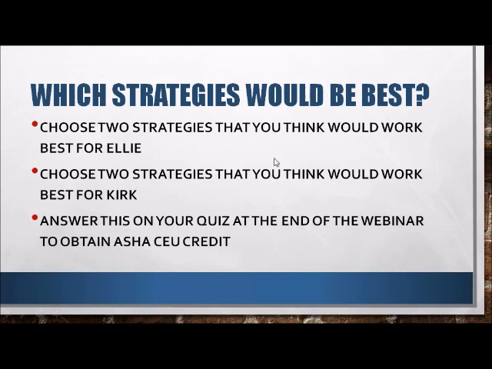Okay, so as we get to the end, which strategies do you feel would be best? So what we want you to do is choose 2 strategies that you think would work for Ellie based on all those encoding and working memory strategies. Choose 2 strategies that you think would work best for Kirk, looking at the long-term memory strategies.